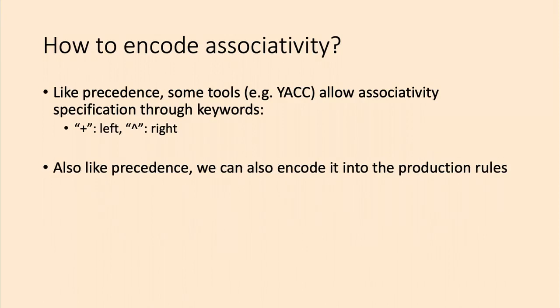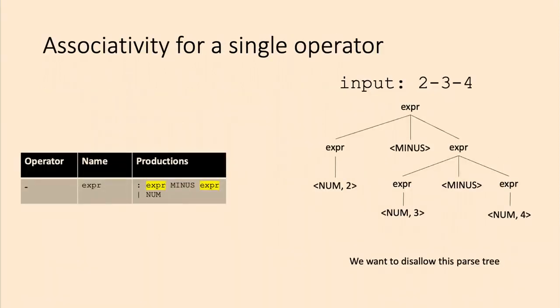But we can also encode it into the production rules. If you look here, I've simplified the grammar to just subtraction so that we can zoom in on it. We just have an expression, and an expression can be an expression minus an expression or a number. This is the parse tree that we do not want to allow, because this one lets us do 3 minus 4 and then 2 minus whatever that result is. We want to disallow this parse tree. The way we do that, I don't think is that difficult. We just don't let it expand on the right-hand side. What we say is an expression is an expression minus a number or a number.